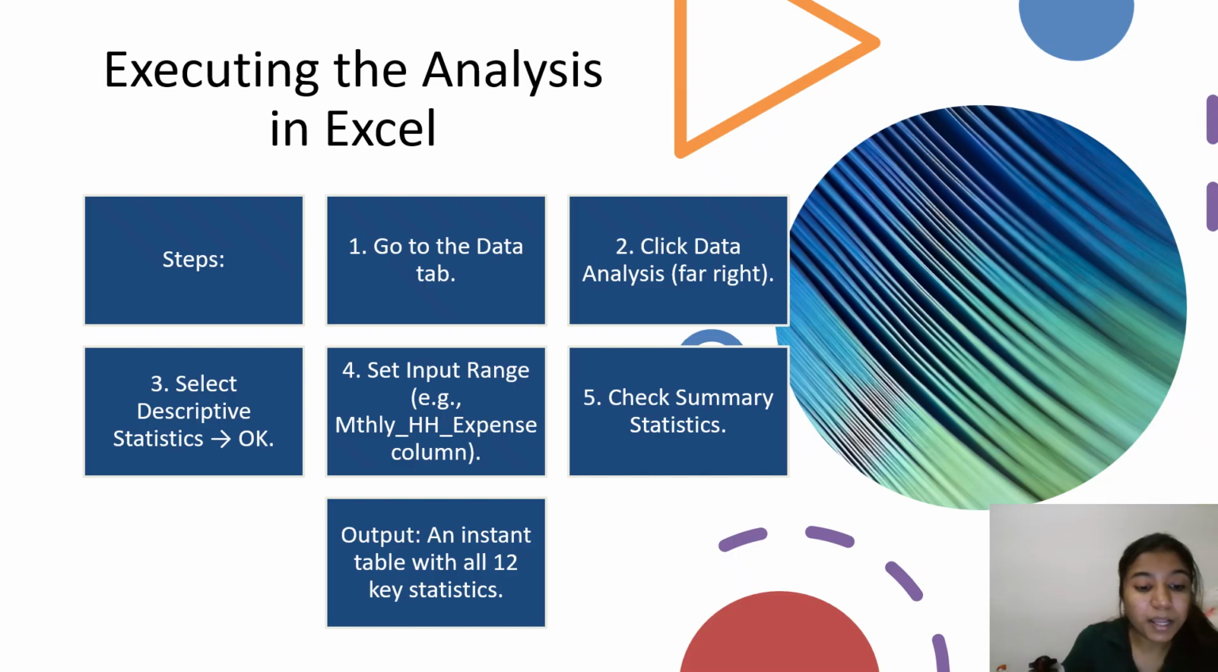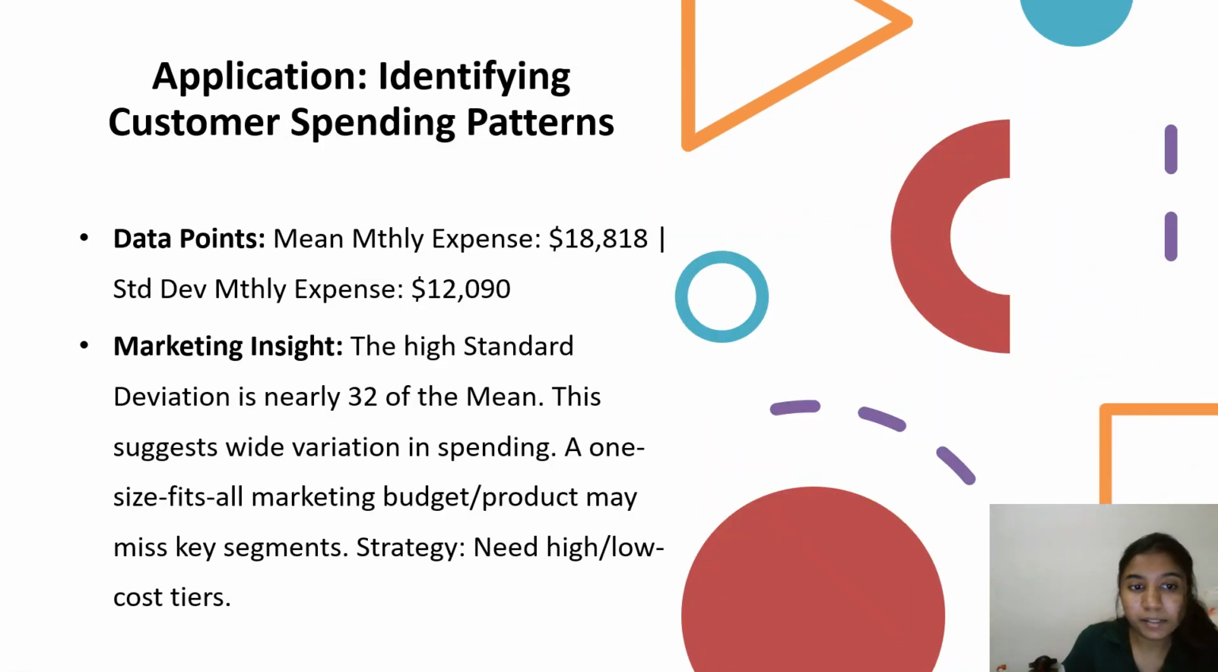Now, let's apply this to the monthly household expenses data. So here, the mean monthly expenses will be 18,880. But when we look at the standard deviation, it's $12,090, and this massive spread tells us that household spending is extremely varied. A marketing campaign for a premium product might only be successful with a higher spending segment, while a budget-conscious campaign should target the group clustered around the lower end of the distribution.